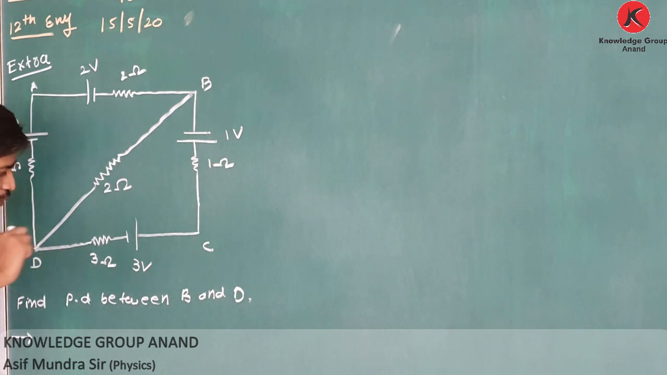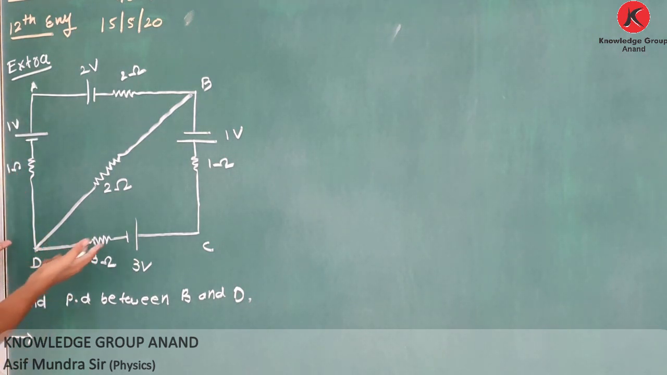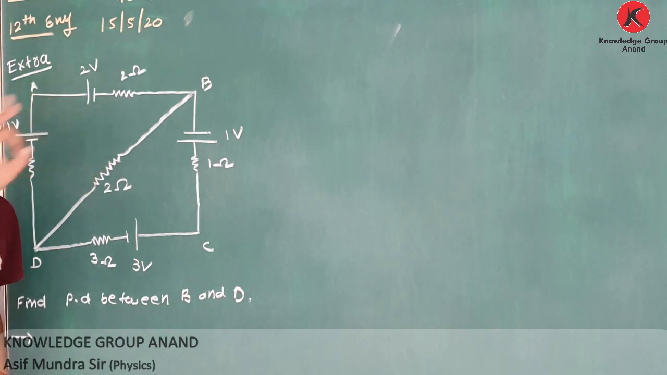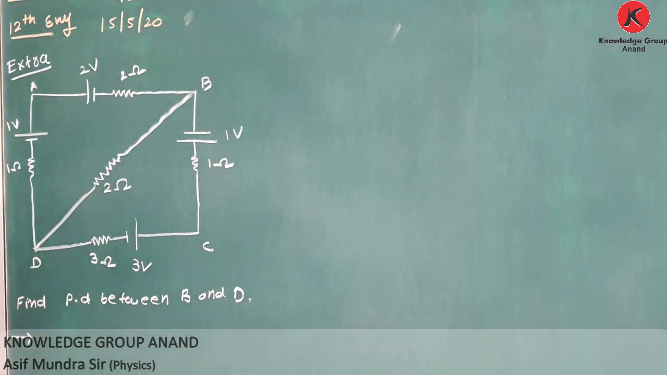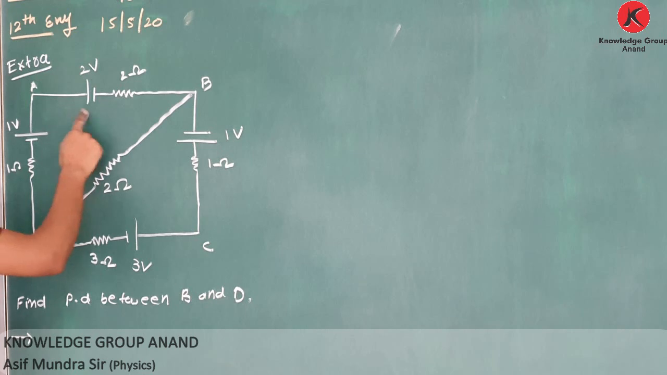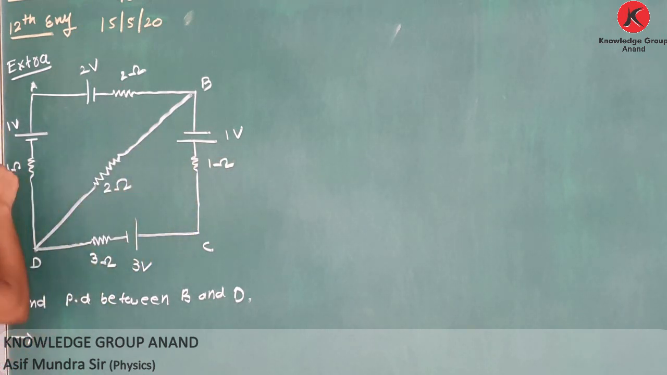Now, where does the current flow? There are 4 batteries given, but the current is not given. Then how to find it? We have to assume current. See, it is one of the most important things in applying Kirchhoff's rule, that you will not be given the current or the direction of current. You have to assume. In this case, you are given 4 cells: 2 volt, 1 volt, 3 volt and 1 volt.